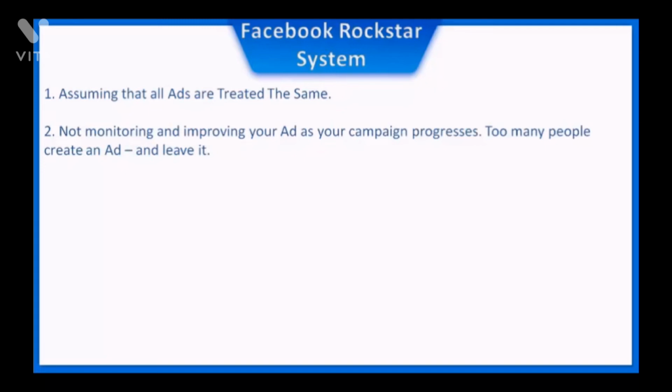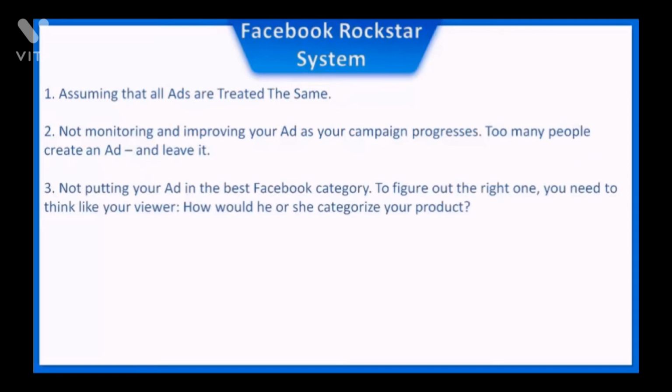3. Not putting your ad in the best Facebook category. To figure out the right one, you need to think like your viewer. How would he or she categorize your product? You may think of your custom-made pet rocks as home decor accessories, but your ideal customer might be looking for children's games. 4. Picking too broad a category.